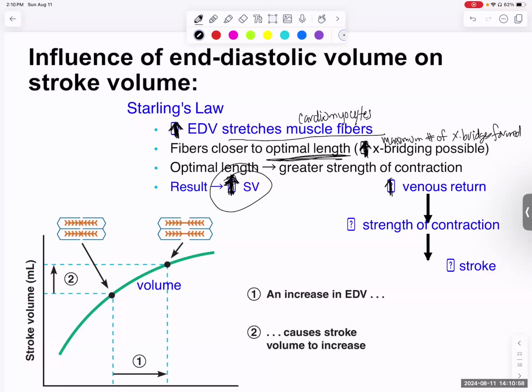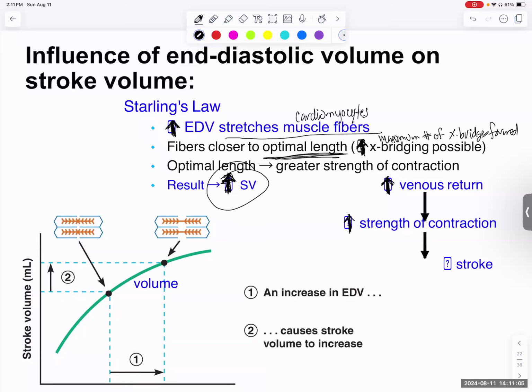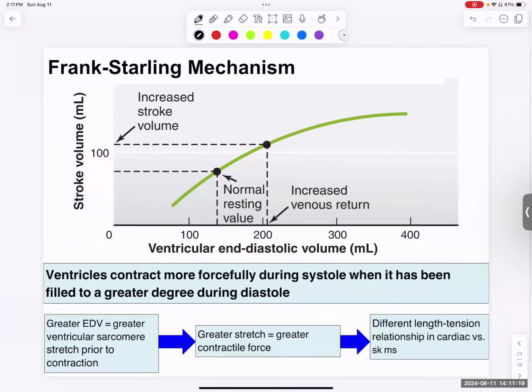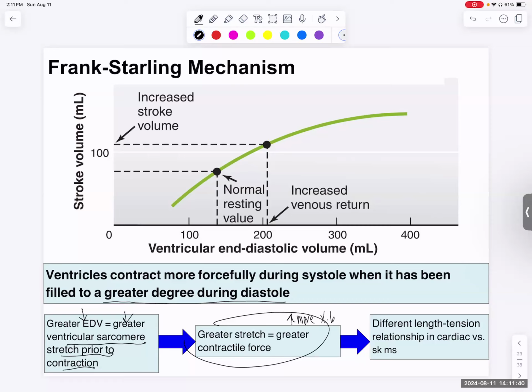So here you increase venous return, you increase the amount of blood returning to the heart. That eventuates in increasing the contractile force of the heart muscle cell, which is going to increase stroke volume. So ventricles contract more forcefully during systole when they have been filled to a greater degree during diastole. Greater end diastolic volume, greater ventricular sarcomere stretch, the greater the stretch, the more cross bridges formed, and you're going to have a greater contraction.